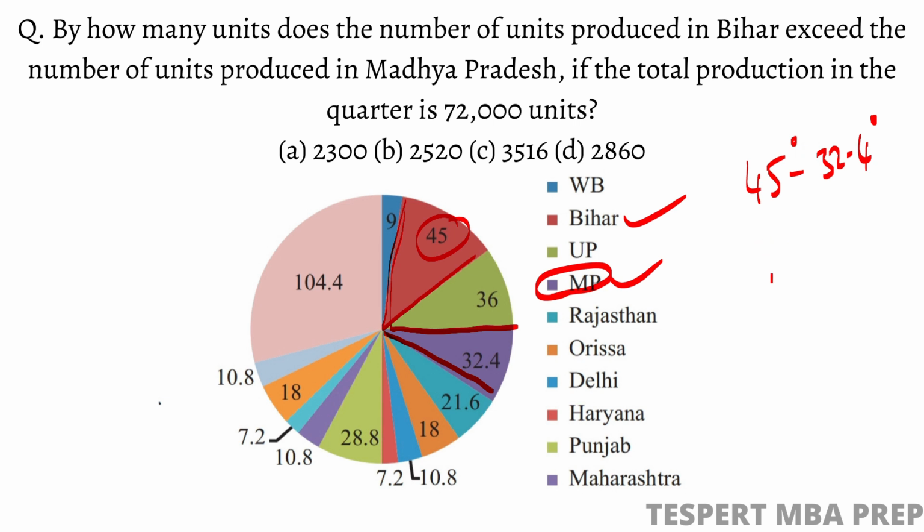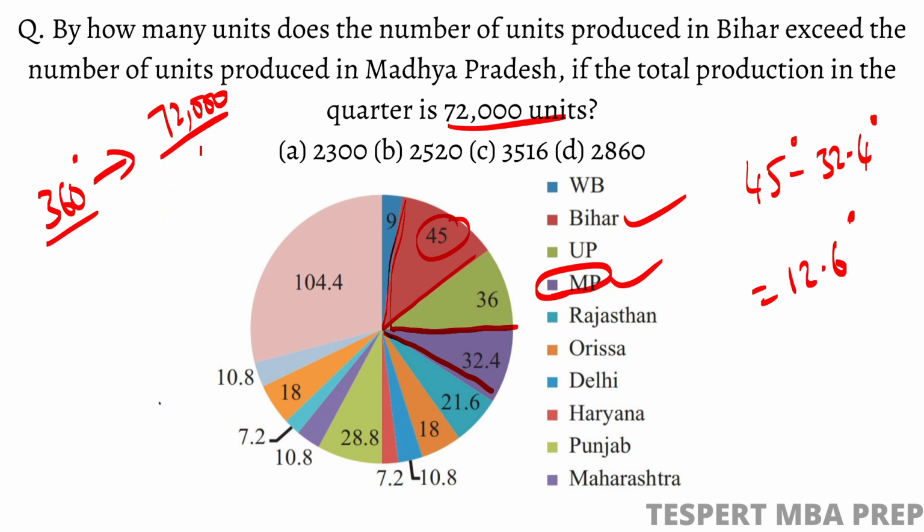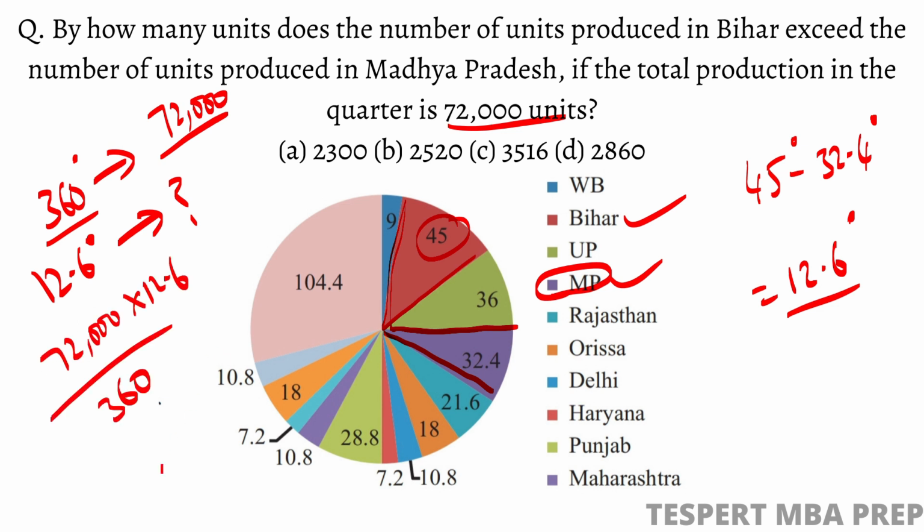45 degrees minus 32.4 degrees, that is equal to 12.6 degrees. So if this is 12.6 degrees, and we all know the total angle of this pie chart is 360 degrees. So 360 degrees is the total angle, and the total production is 72,000 units. So if 360 degrees is equal to 72,000 units, then how much is 12.6 degrees equal to? So cross multiply and find out. So this will be equal to 2520.